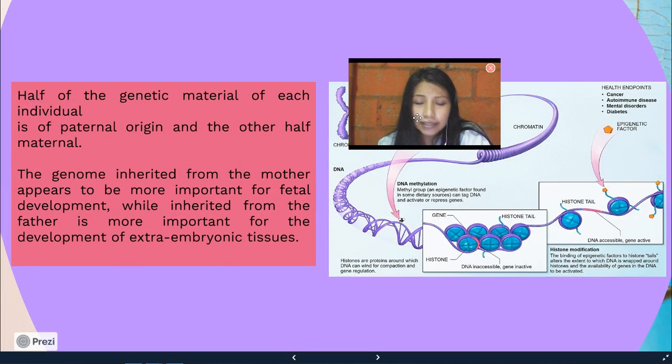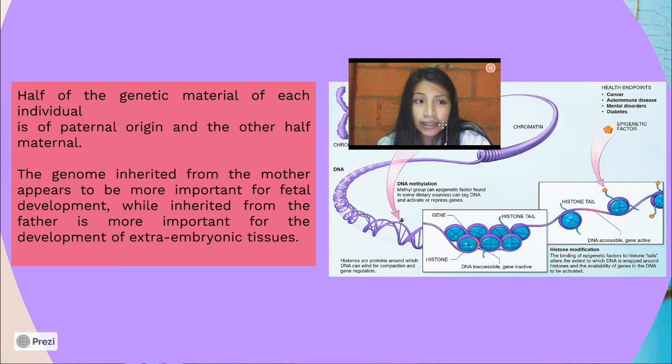Half of the genetic material of each individual is of paternal origin and the other half maternal. The genome inherited from the mother appears to be more important to fetal development, while that inherited from the father is more important for the development of extra-embryonic tissues.